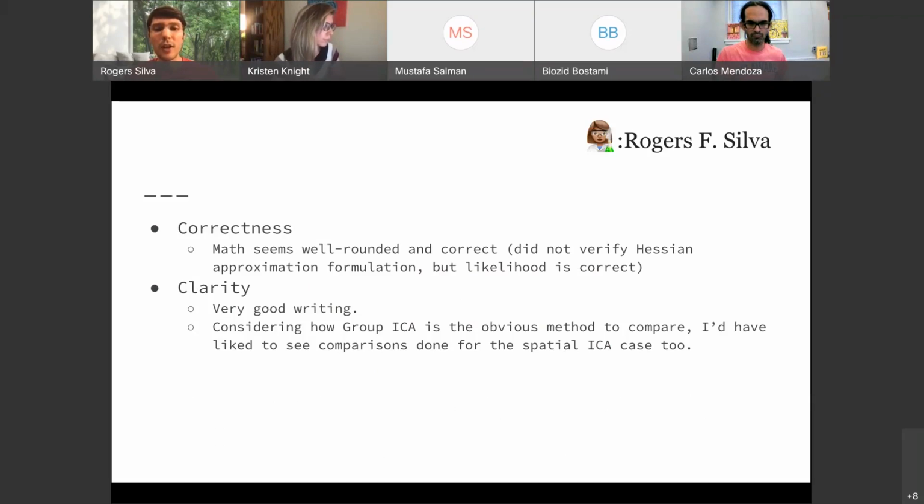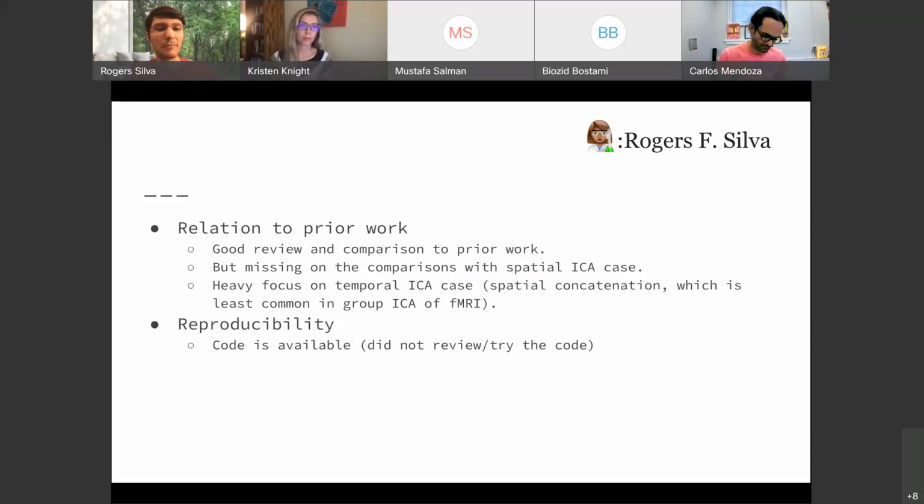I would have liked to see comparisons with the spatial group ICA. I already mentioned that. But other than that, it was fine.